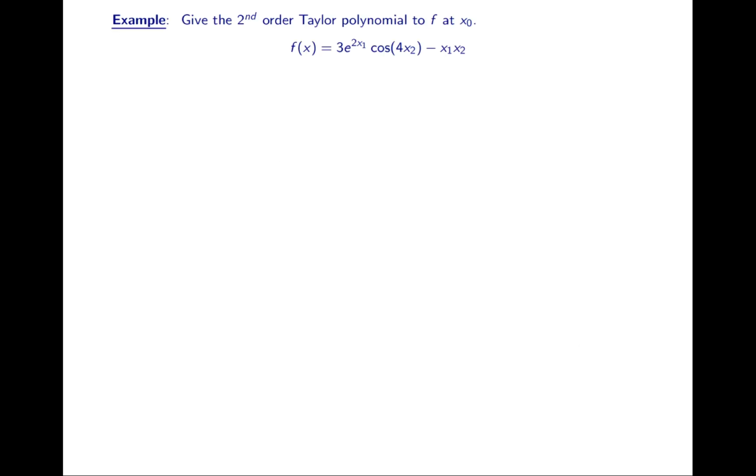Let's consider the function f of x as 3 e to the 2x1 times cosine of 4x2 minus x1 x2. So let's give the second order Taylor polynomial to f at x naught. Right, so let's take a look. Notice f of x, well, x has an x1 component and an x2 component. So f maps vectors in R2 to numbers. f is real valued.